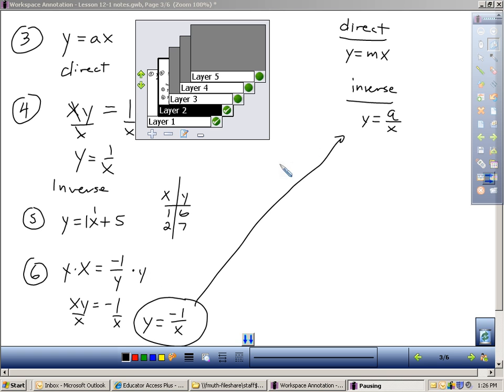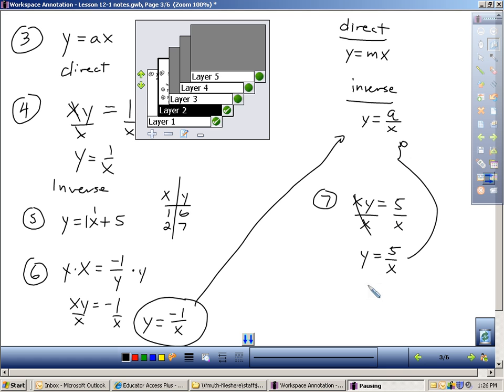Okay, and I'll do one more with you. Number 7. 7 says x times y equals 5. Well, let me see. If I get y by itself by dividing by x, it's easy to see that this takes on that form. This is definitely an inverse relationship also. Okay?